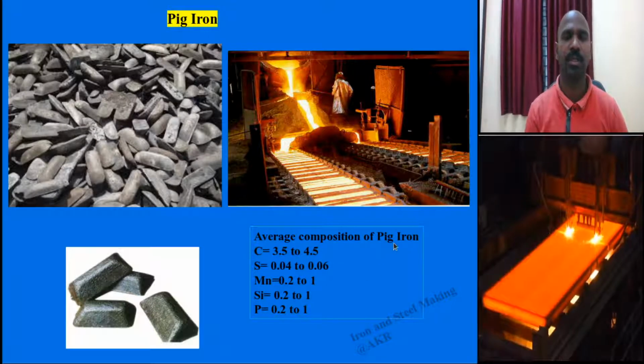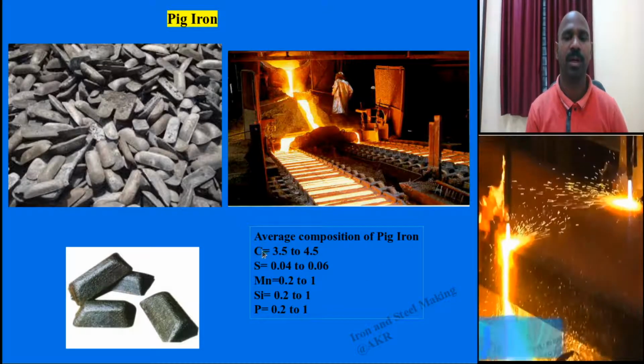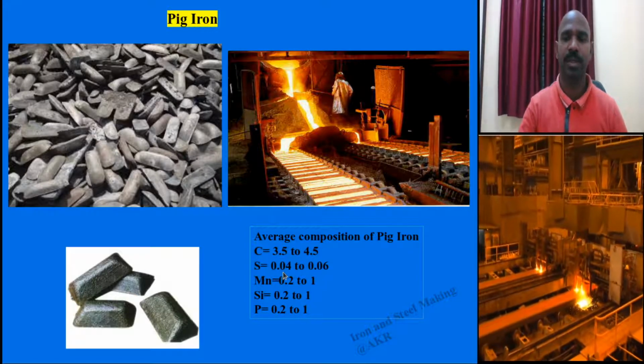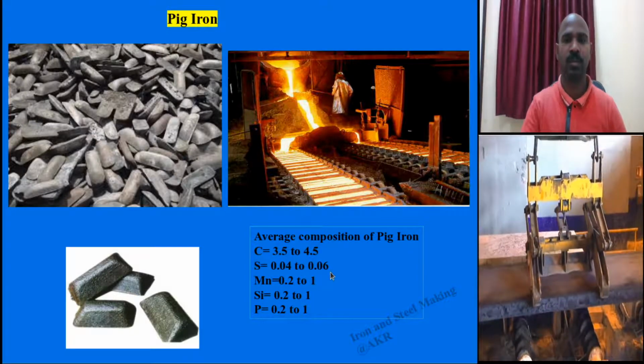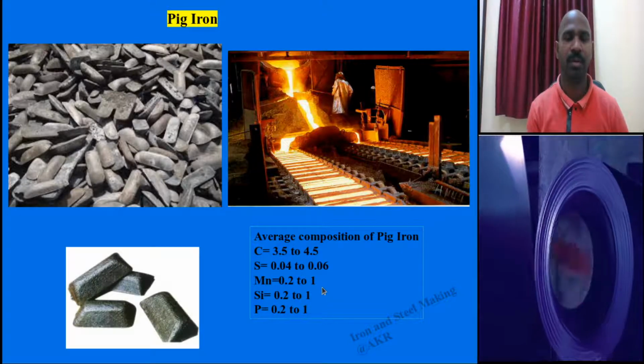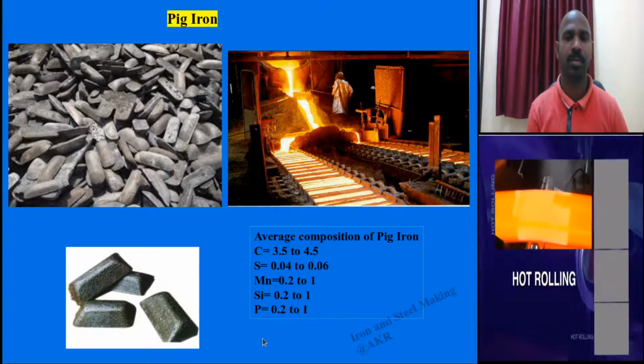The average composition of pig iron produced from the blast furnace is very high carbon and very low sulfur. The sulfur is 0.04 to 0.06. Manganese, silicon and phosphorus are 0.2 to 1, and the rest is iron.